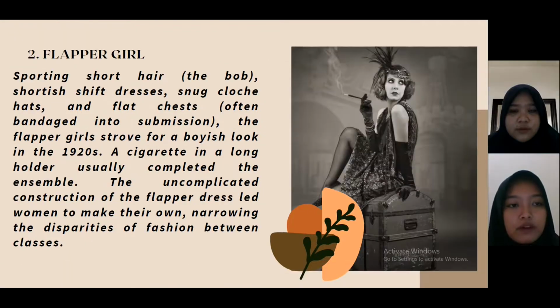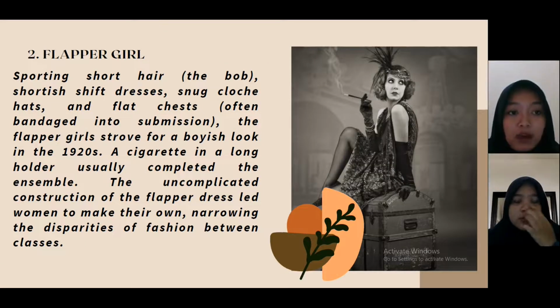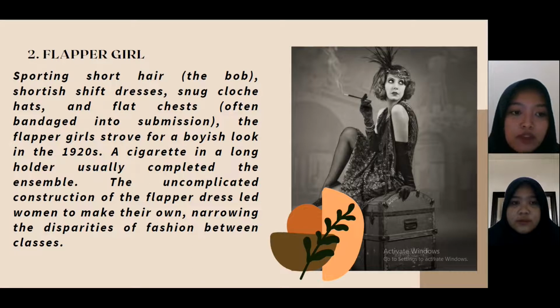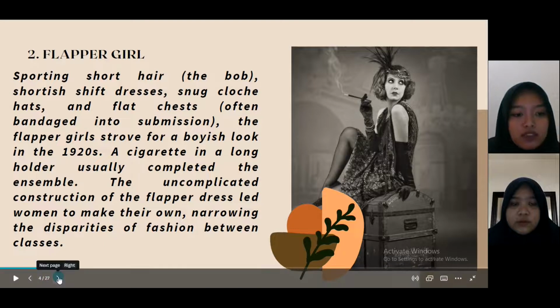Second is flapper girl, sporting short hair, shortish shift dresses, snug-closed hat, and a flat chest, often bandaged into submission. The flapper girls strove for a boy's look in the 1920s. A cigarette in a long holder usually completed the ensemble. The uncomplicated construction of the flapper dress led women to make their own, narrowing the disparities of fashion between classes.